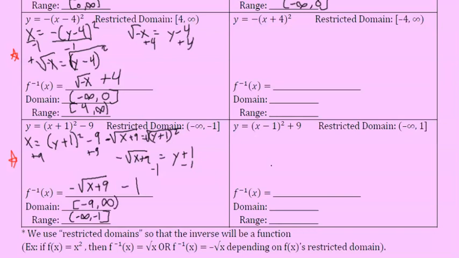Try the last one on this page. The reason why we use restricted domains is so that the inverse will be a function and not just a relation.